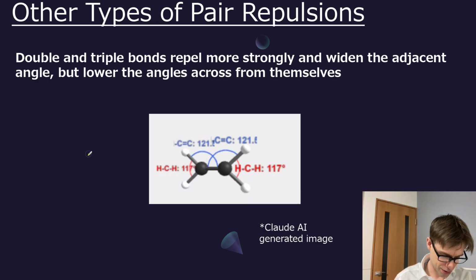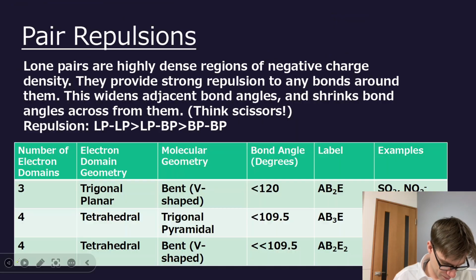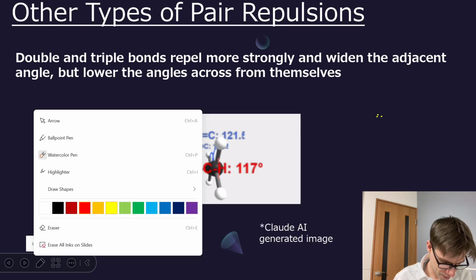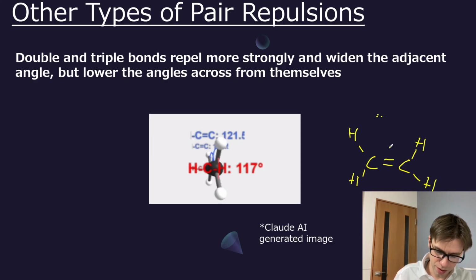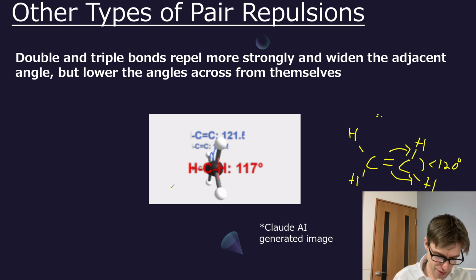Just in case that's not clear, the actual Lewis structure that we might draw for that is something like this. Ethene. So this double bond pushes strongly away the other pairs. That makes that angle larger. And that means this angle inside goes less than 120. 117 in this case. I'll play the video again.